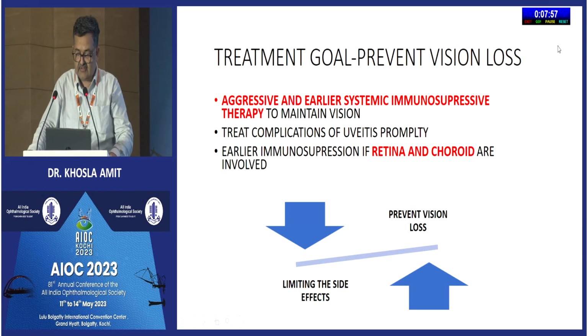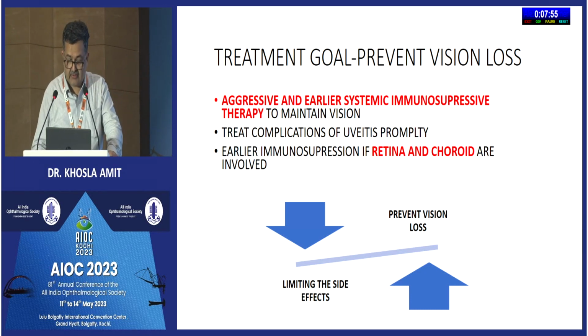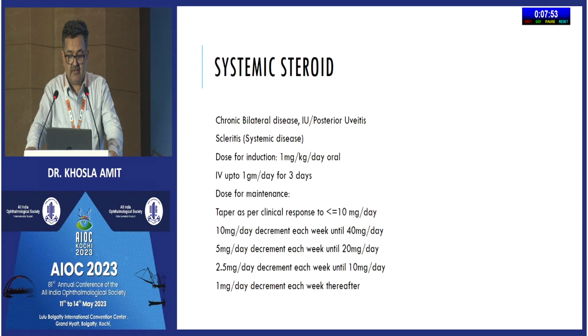If you worry too much about the side effects, you will not control the disease. The common mistake we make is that we tend to taper the steroids very fast, by 10 milligrams. You need to bring it down to almost 2.5 milligrams per week before you taper it off. It takes about 3 months if you feel it's a posterior uveitis.